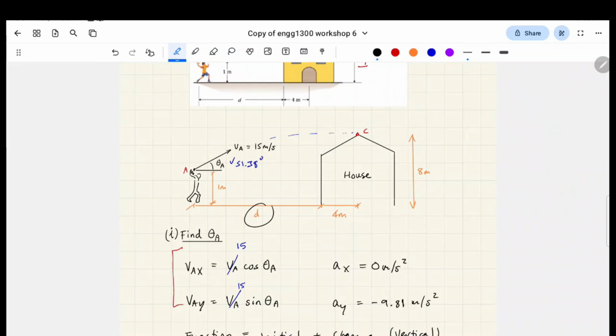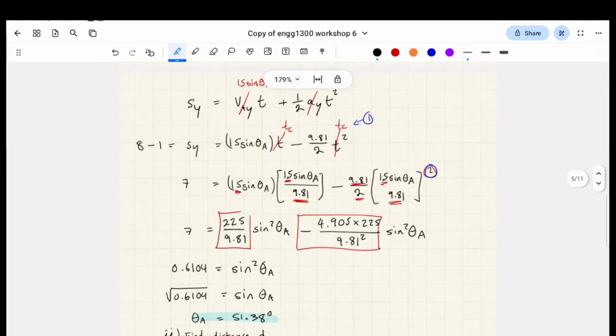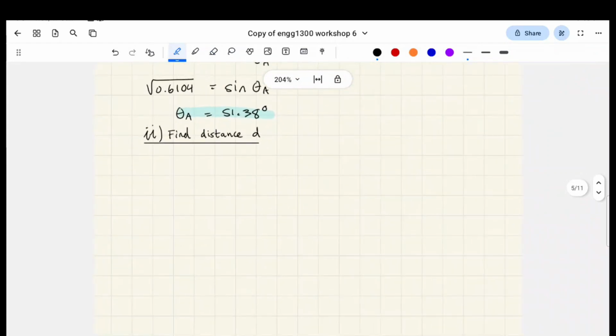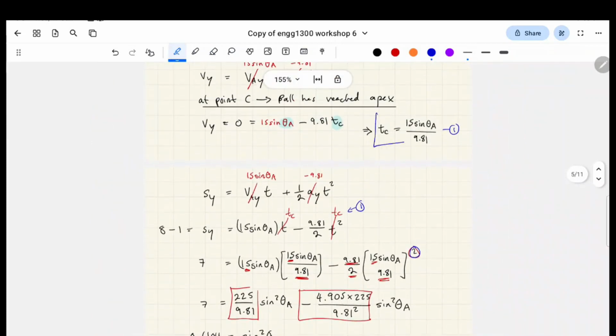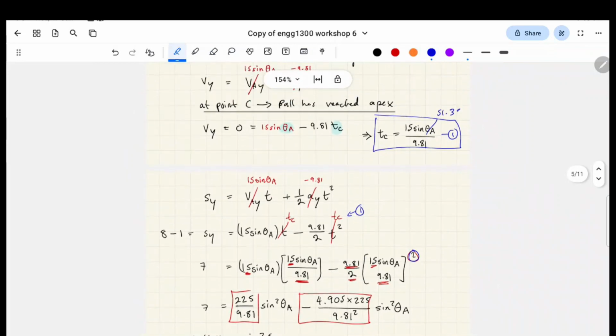Now we're looking for D, right? And so we're going to have to analyze the horizontal direction. But the good thing about the horizontal direction is that it doesn't have any acceleration, so it'll be a little bit easier. Okay, so firstly, remember what we derived earlier for time? The time it takes to get to C, right? We've got an expression for that now because we know that that's 51.38, right?